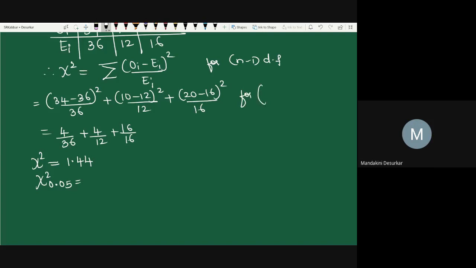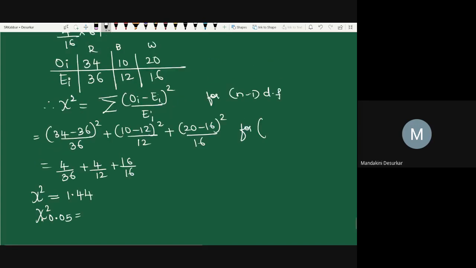What is the value of n? Hello? The n value is 3. See, 1, 2, 3. So the n value is 3. So this is 3 minus 1 degrees of freedom, which is 2.